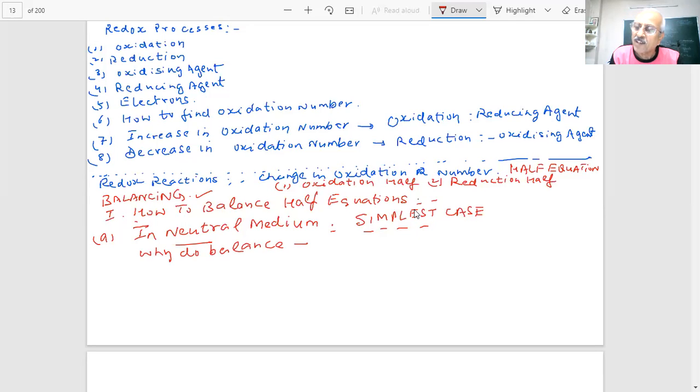If I don't balance the reaction, what will happen? You won't know the proper information of that specific equation. Why? What do you mean by don't know? What is the basic thing? Why is there a balancing of the equation, student? You have heard about the law of conservation of mass.